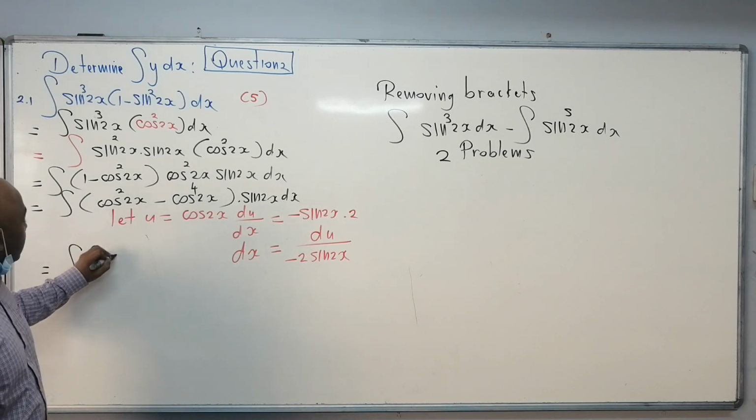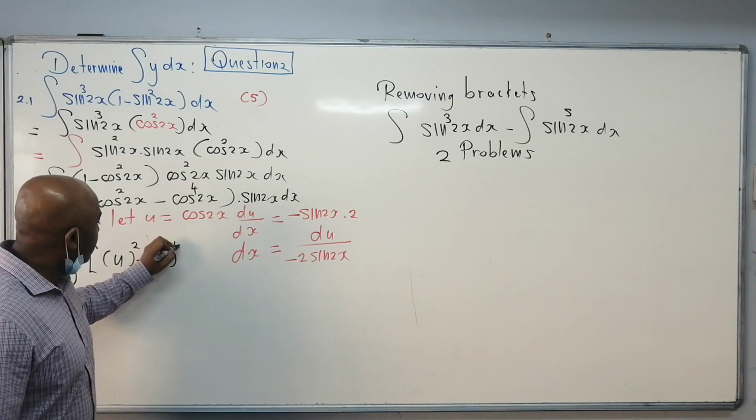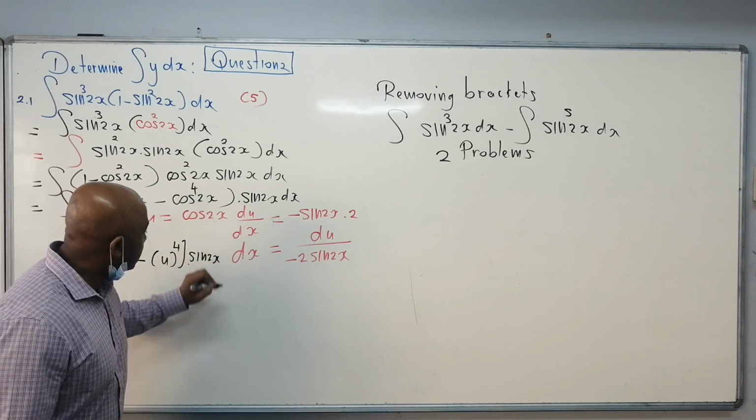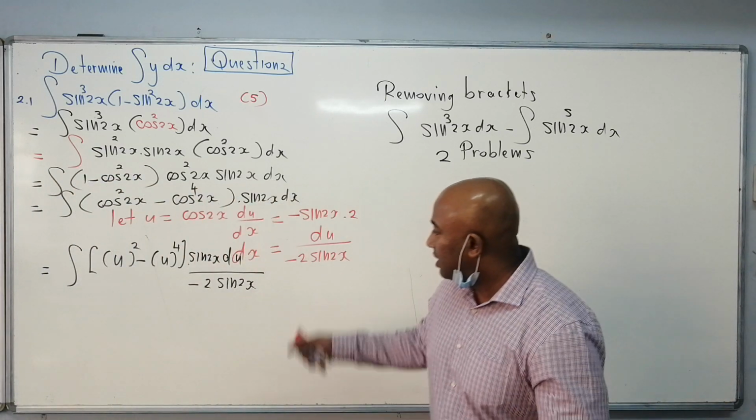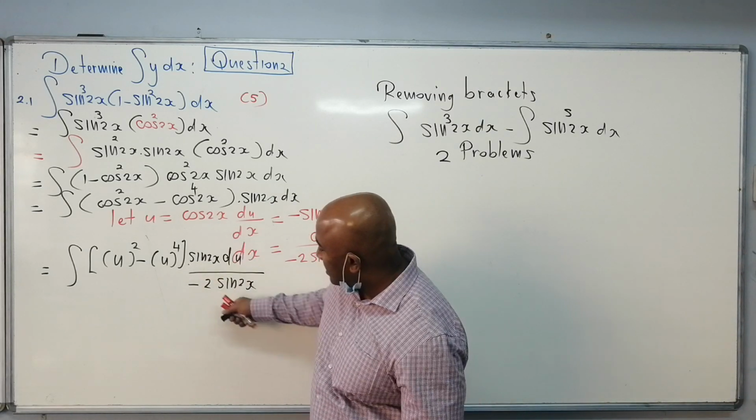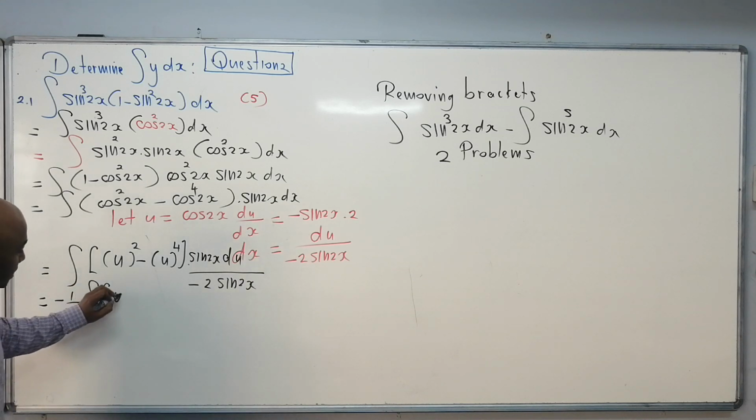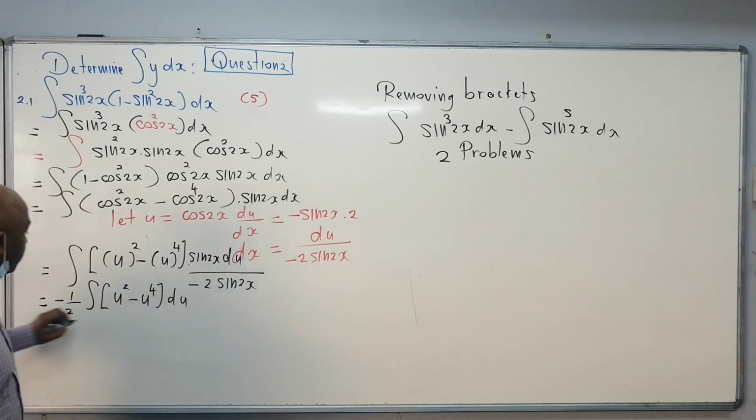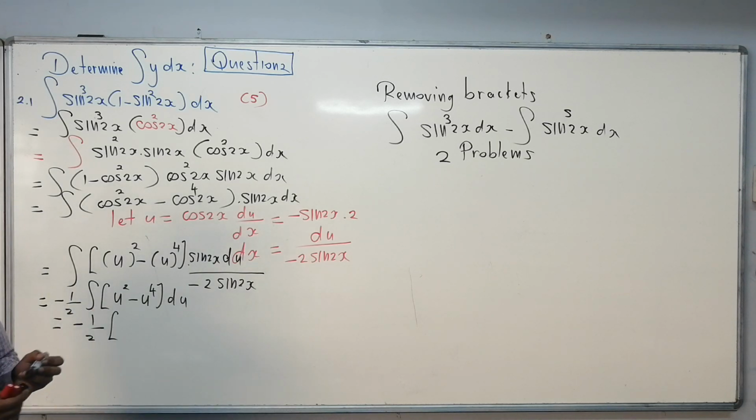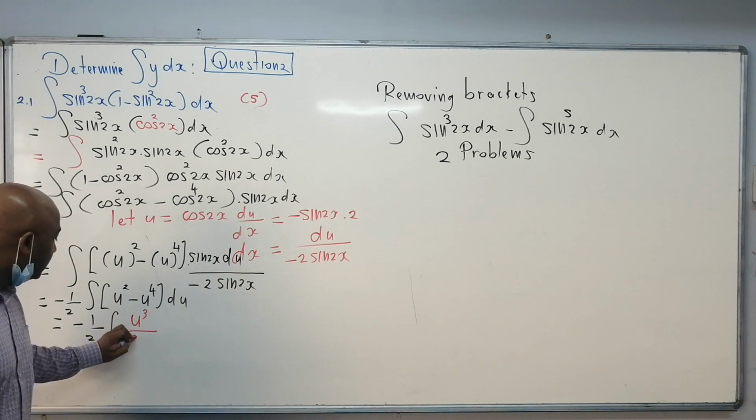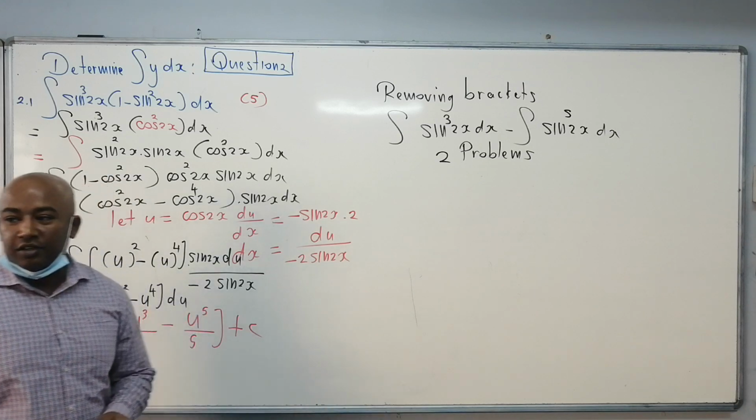So now, this becomes u squared because u is cos 2x, so that's u squared minus u to the power 4 times sine 2x, and dx is du divided by minus 2 sine 2x. You can see the exact derivative cancels, sine and sine will cancel. So what do we end up with? Minus 1 over 2, the integral of just u squared minus u to the power 4 du. And now we integrate with respect to u. So when I integrate u squared, that will be u to the power 3 over 3, u to the power 5 over 5. This is a simple thing to do, it's just a method to remember.